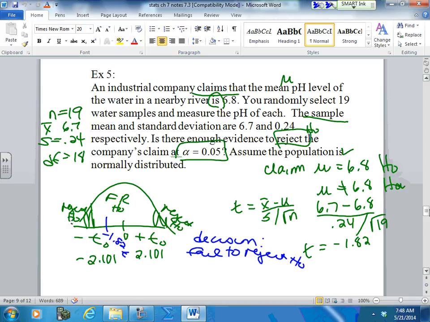Works the same exact way. Now, we follow your chart. If we fail to reject the null, and the null was the claim, we kind of agree with it, right? We take it for good. But we say, H0, fail to reject, there is not enough evidence to reject the claim that the mean pH level of the water in the nearby river is 6.8.